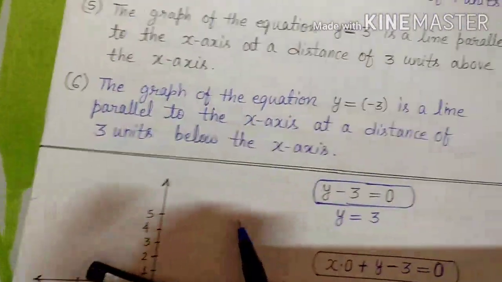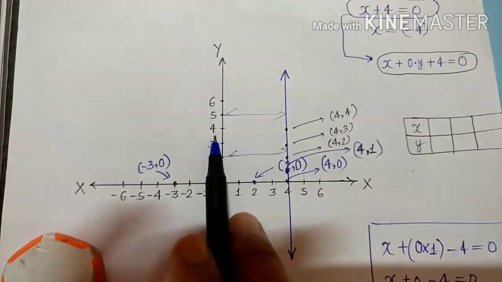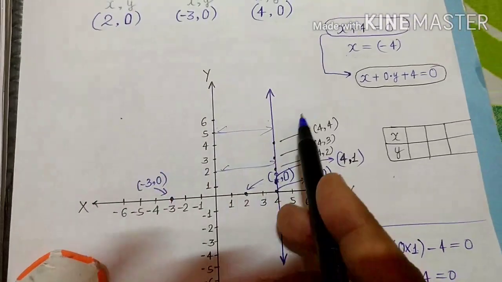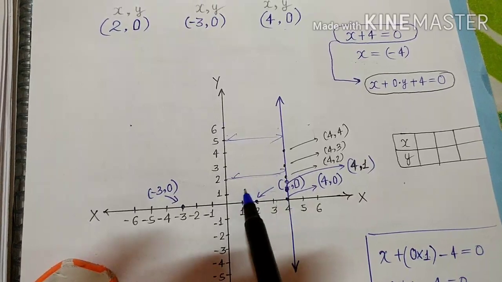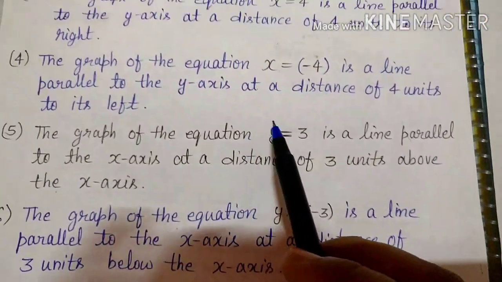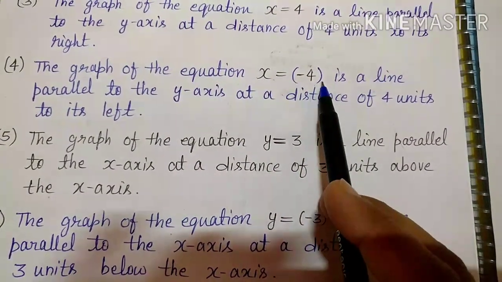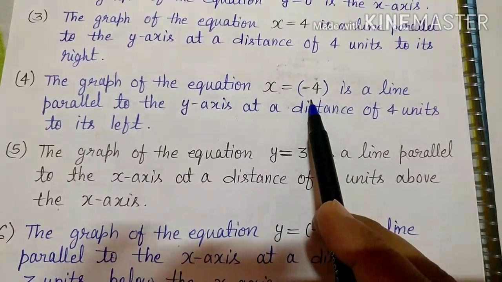Earlier we got the line at a distance on the right side of the y-axis. This is the y-axis, this is the left side and this is the right side. So we got this line parallel to the y-axis at the right hand side at a distance of 4 units. But this time when the value of x is minus 4, we will get a line which is parallel to the y-axis at the left side.